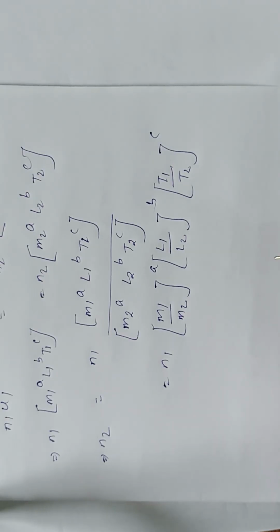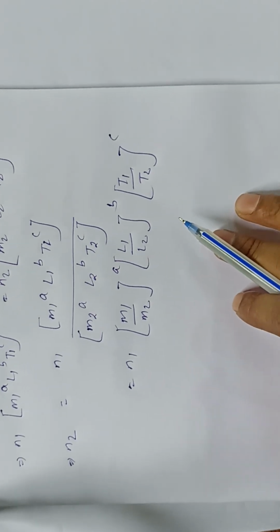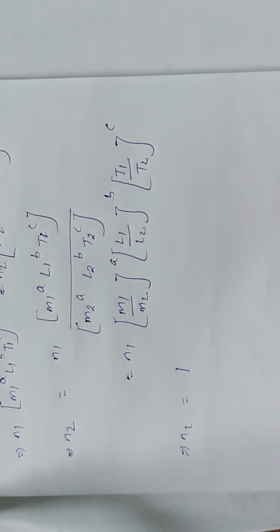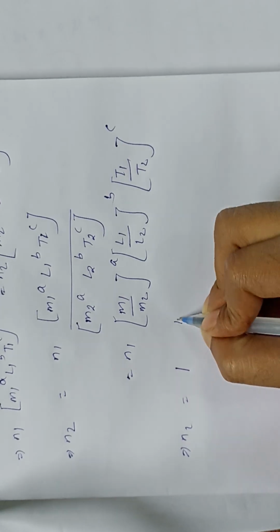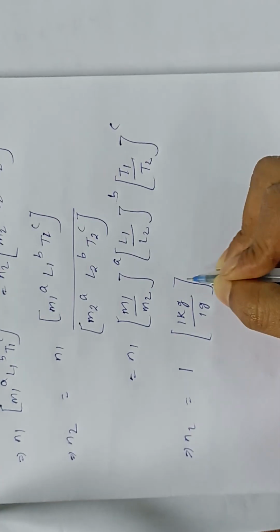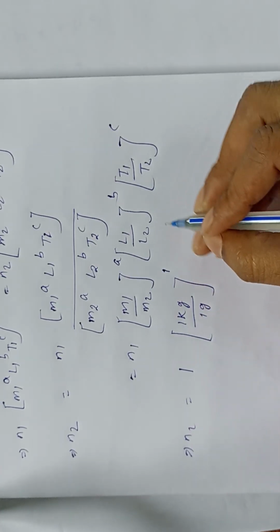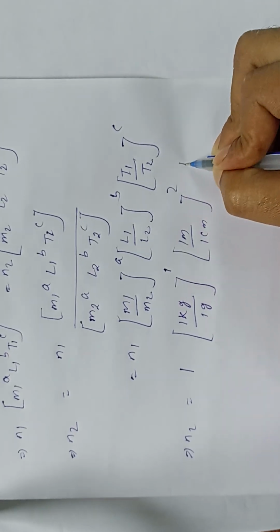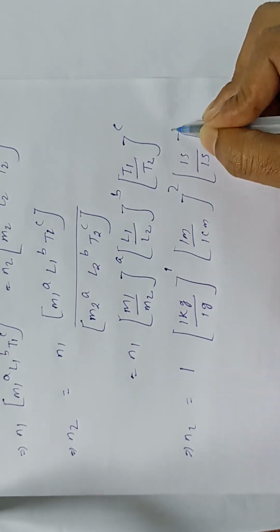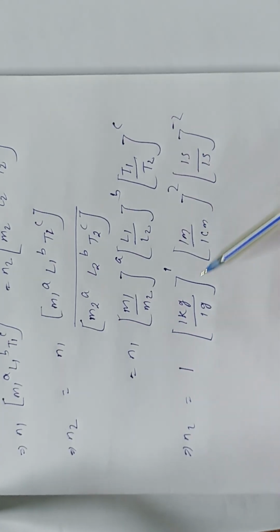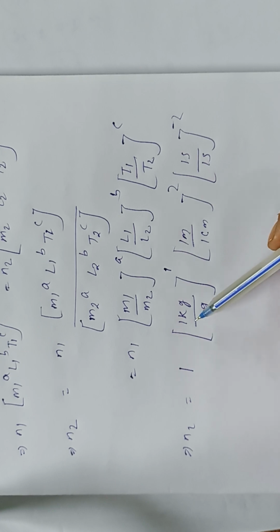So we put in M1, M2, L1, L2, T1, T2 and a, b, c. We know that N1 is 1, M1 by M2 is 1 kg by 1 gram with a equal to 1, L1 by L2 is 1 meter by 1 centimeter with b equal to 2, and T1 by T2 is 1 second by 1 second with c equal to minus 2. Here the units are the same for seconds, and we must convert meter to centimeter and kg to gram.